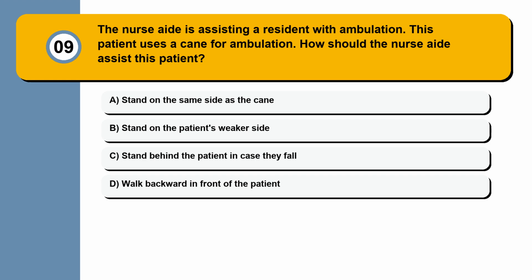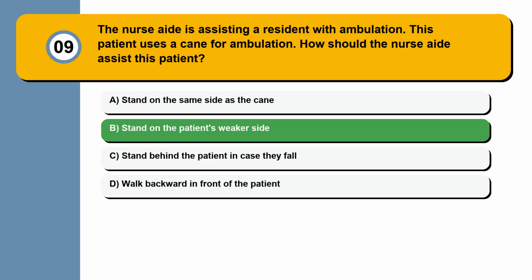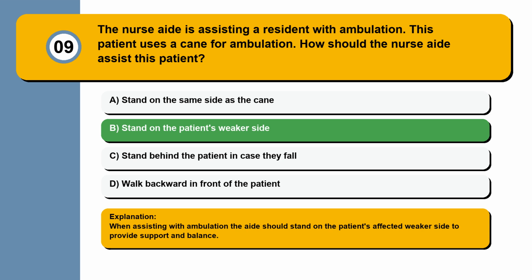Question 9. The nurse aide is assisting a resident with ambulation. This patient uses a cane for ambulation. How should the nurse aide assist this patient? Stand on the same side as the cane. Stand on the patient's weaker side. Stand behind the patient in case they fall. Walk backward in front of the patient. When assisting with ambulation, the aide should stand on the patient's affected weaker side to provide support and balance.